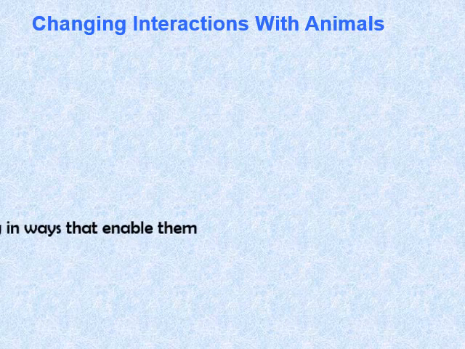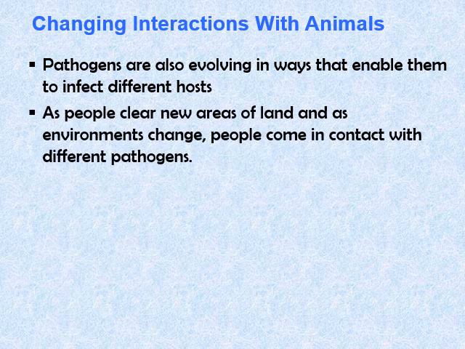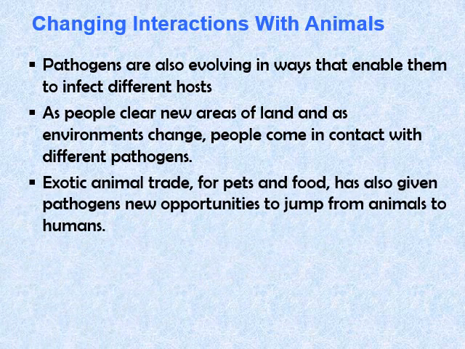Changing interactions with animals. As we have said earlier, changing interaction with animals is one of the causes for new and re-emerging diseases. Pathogens are also evolving in ways that enable them to infect different hosts. As people clear new areas of land and as the environment changes, people come in contact with different pathogens. Exotic animal trade for pets and food has also given pathogens new opportunities to jump from animals to humans, which we call zoonotic disease.